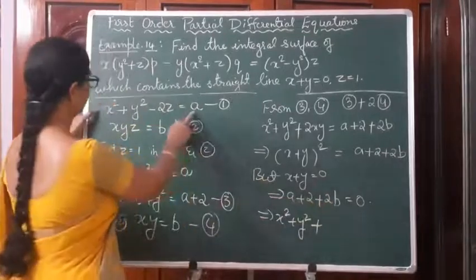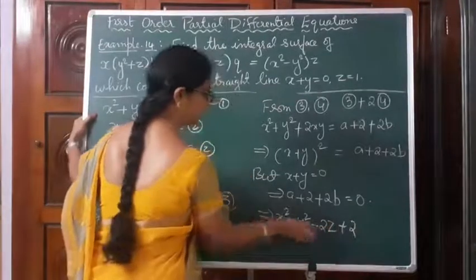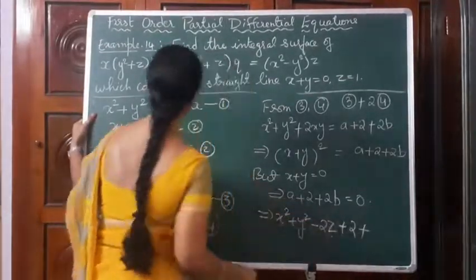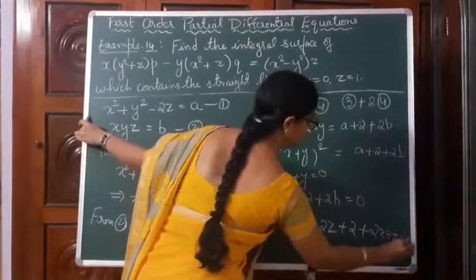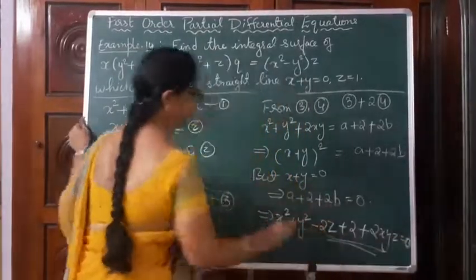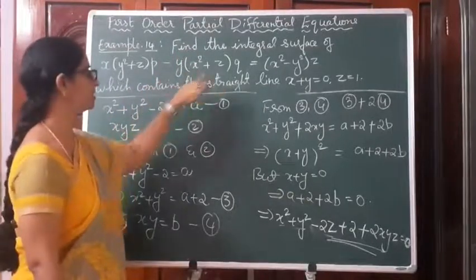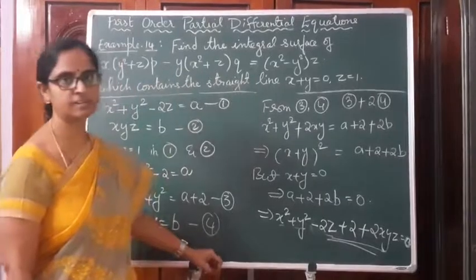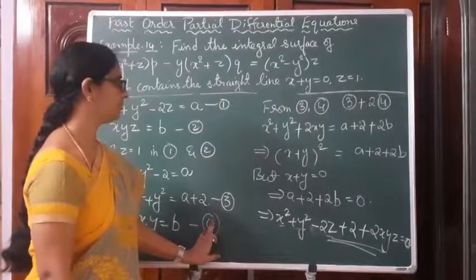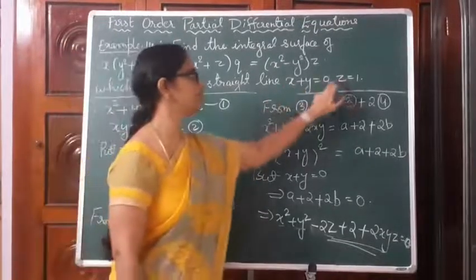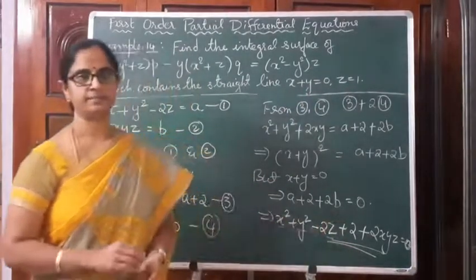But what is a here? x square plus y square minus 2z, plus 2, this is a plus 2 plus 2b. What is 2b? 2xyz is equal to 0. So this is the surface required, the integral surface for the given partial differential equation which contains the straight line equations x plus y is equal to 0 and z is equal to 1. So we took the auxiliary equations, we obtained two independent solutions and we substituted these two conditions to combine and form the required integral surface.